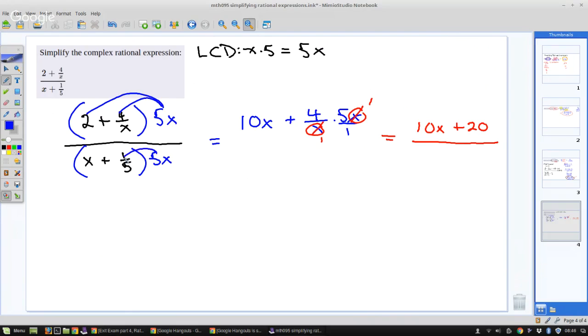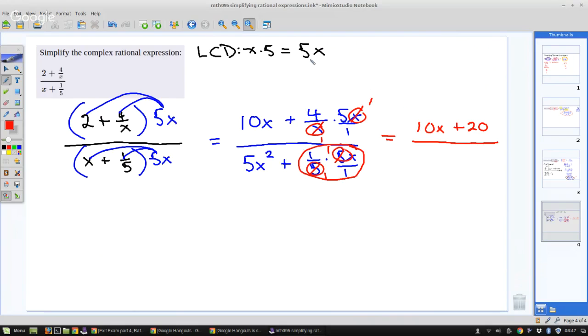Do the same thing down here, multiply by 5x. 5x times x, 5x squared. And I'm going to have a 1/5 times 5x, which I can do as 5x over 1. And this time it's the 5's that are common top and bottom, this new fraction. And so those 5 divided by 5 is 1. So what's left? 1 times x, which is an x, and 1's in the bottom, right?